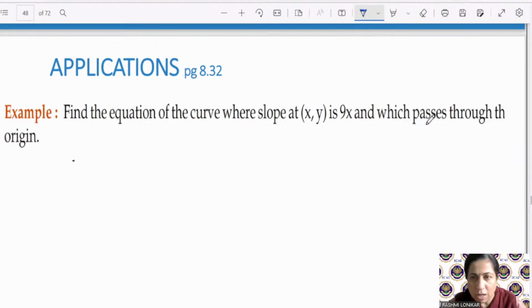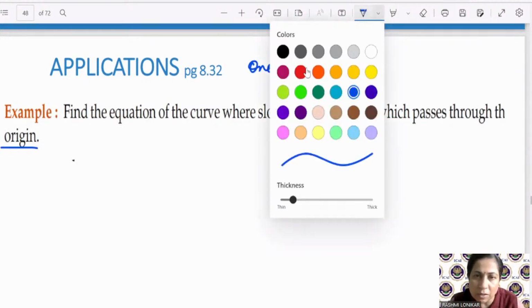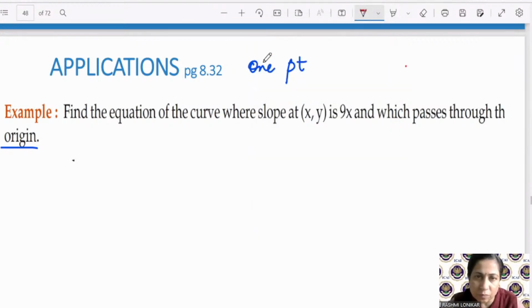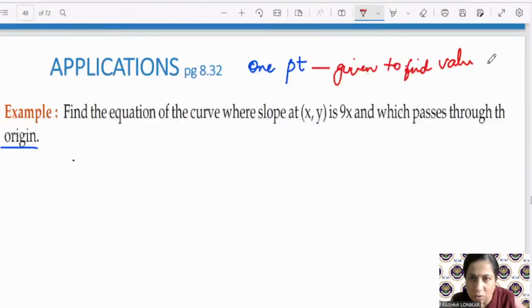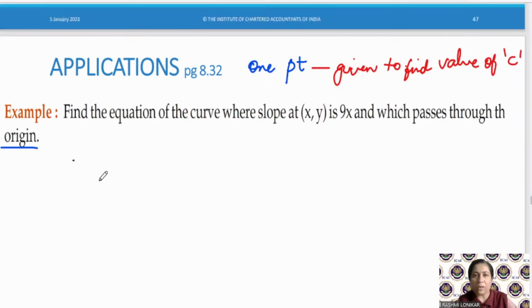So this is very important. Why? They will always give you 1 point. 1 point will be given to find the value of c. That is the constant. Until we have that, we can't find the perfect equation of the function.